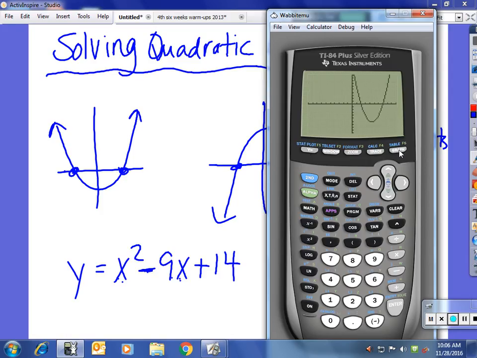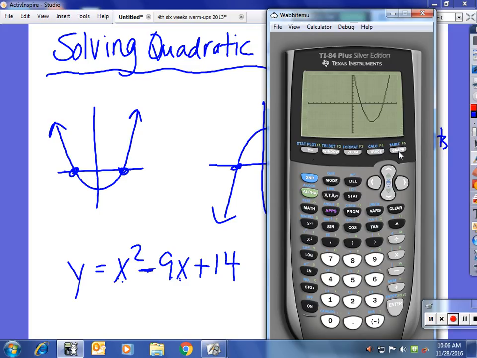Today we're focusing on very special solutions. This point and this point. Can you just look at the picture on your screen and kind of guess where it's crossing the x-axis? It looks like 2 and 7. And guess what? Spoiler alert, it is going to be 2 and 7.